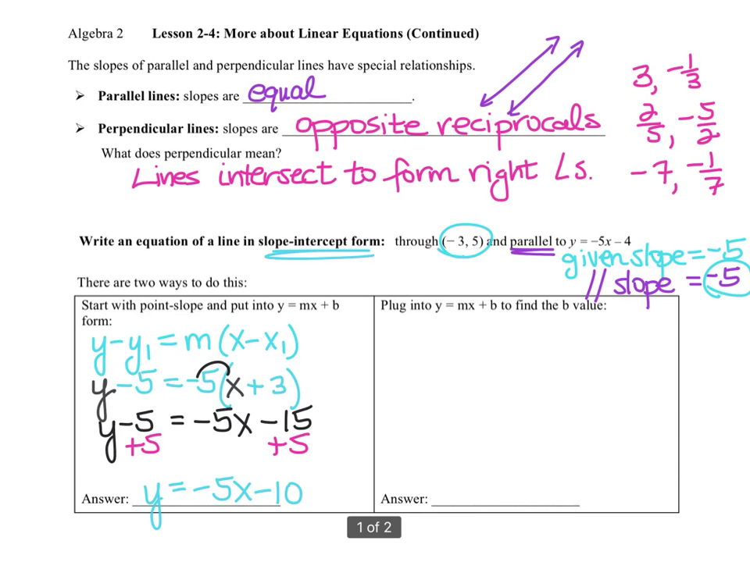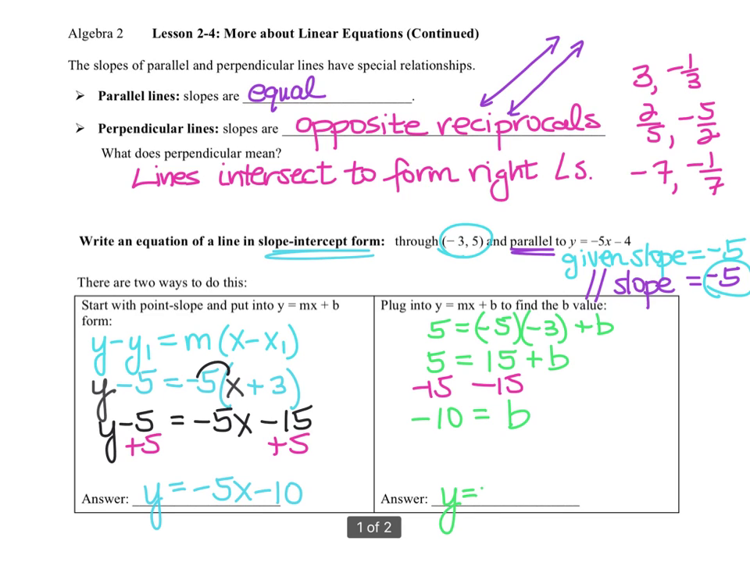Now another option of how to get the slope-intercept equation is to start with y equals mx plus b. This is what you tend to do more of in Algebra 1. Plug in the 5 for y, the -5 for m, and the -3 for x, and solve for b. So 5 is equal to 15 plus b, and if we subtract 15 on both sides, we'll have -10 equals b. And then make sure you actually write your answer, which is the slope-intercept form. The slope was -5, and we just found the y-intercept is -10.